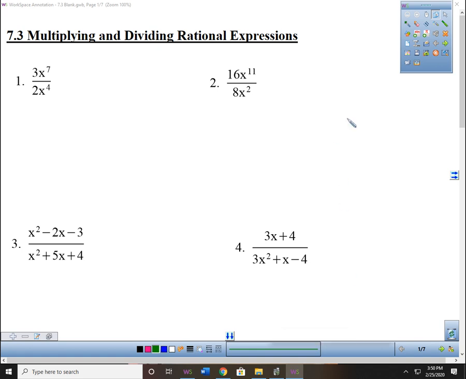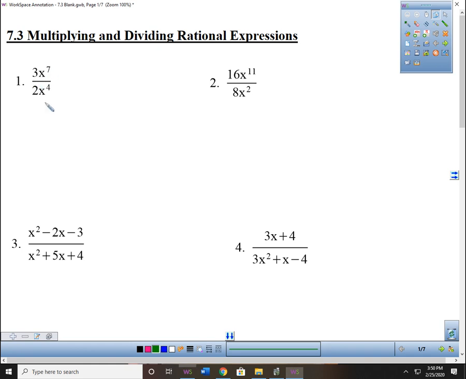Alright, in this lesson we're going to be talking about multiplying and dividing rational expressions. I don't know why, but this is like one of my favorite things to do. Maybe because it has to do with factoring. Woo! Okay, so we're going to start off with some that do not have any addition or subtraction signs.